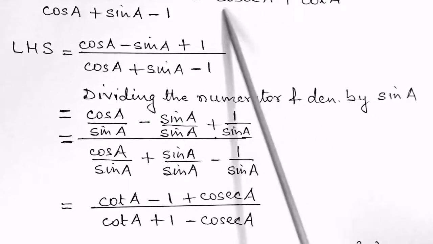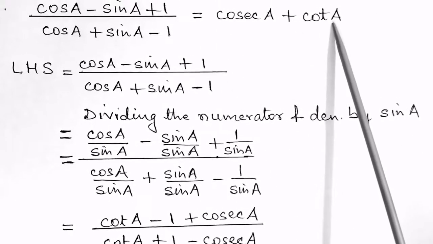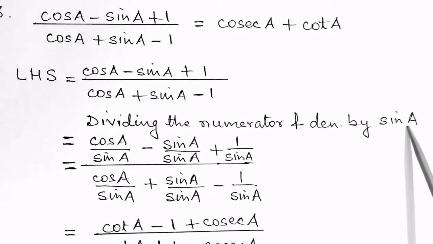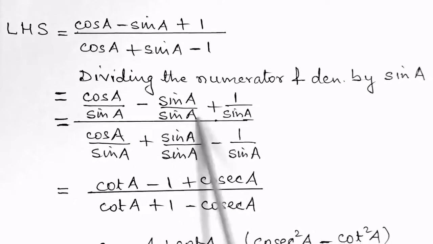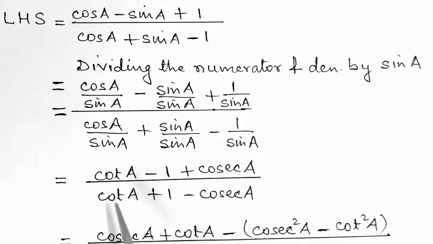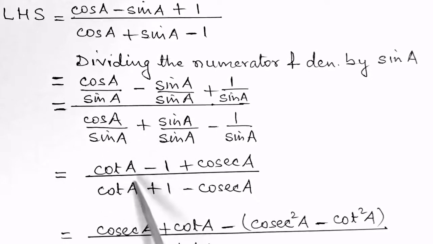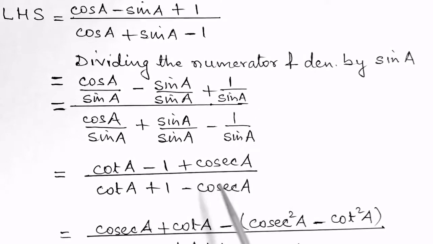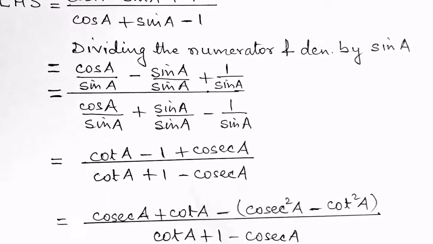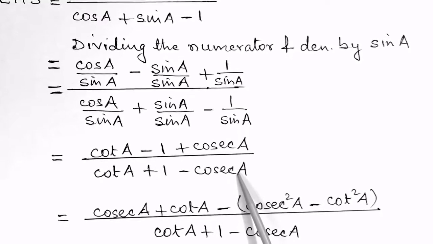If you required secant plus tan, then we should have divided by cos A. So dividing the numerator and denominator by sin A, I get cos A over sin A, which will be cot A. Sin A gets cancelled, 1 upon sine is cosecant A. Similarly in the denominator, right?